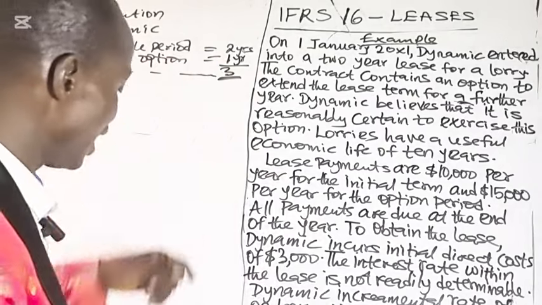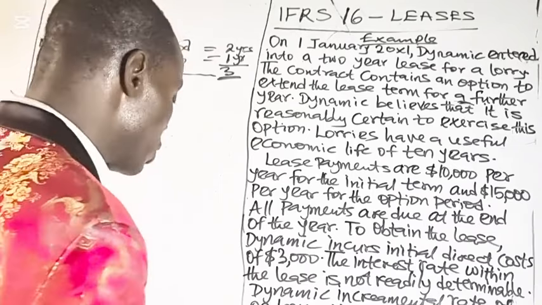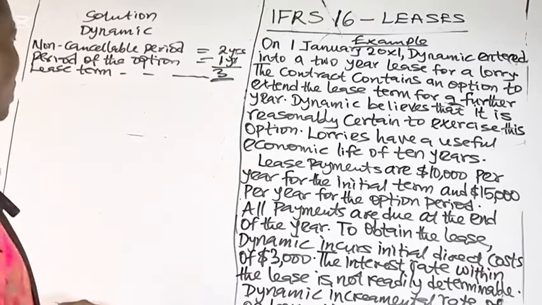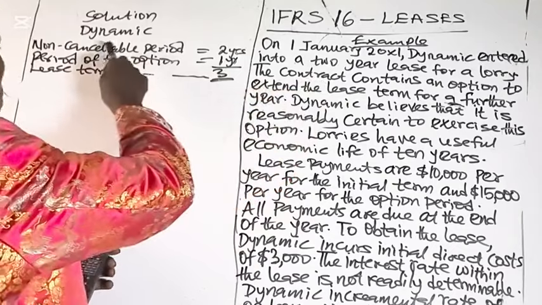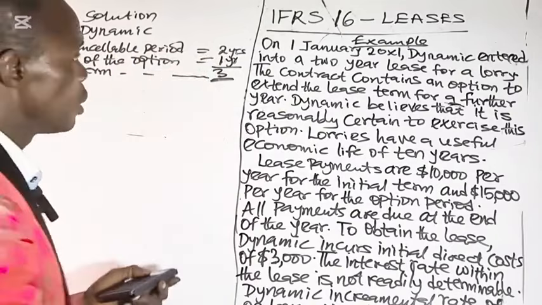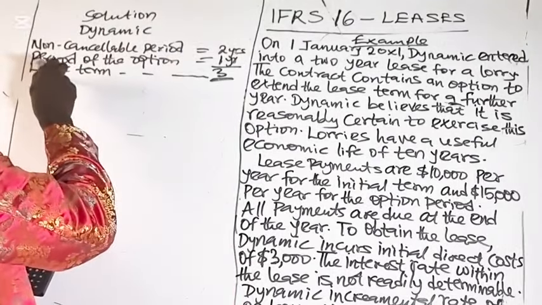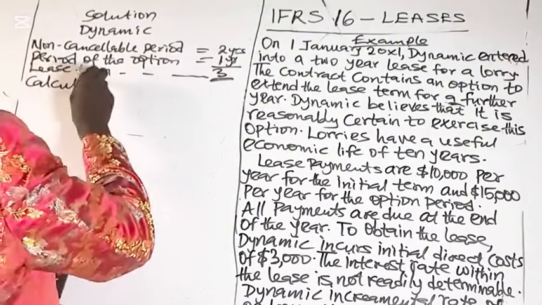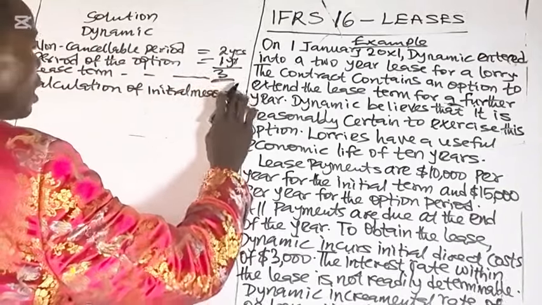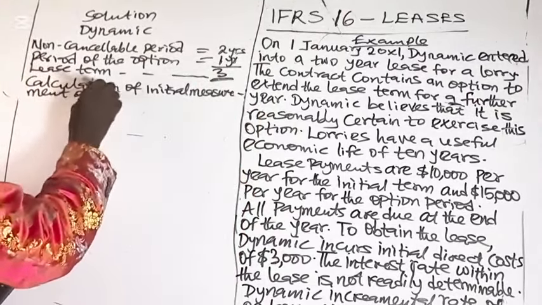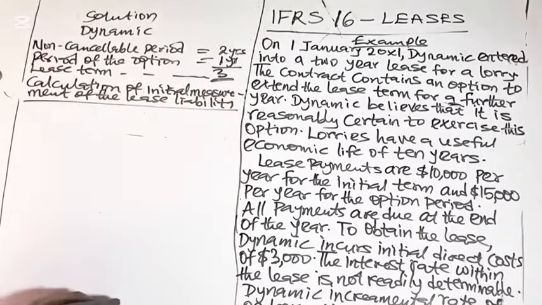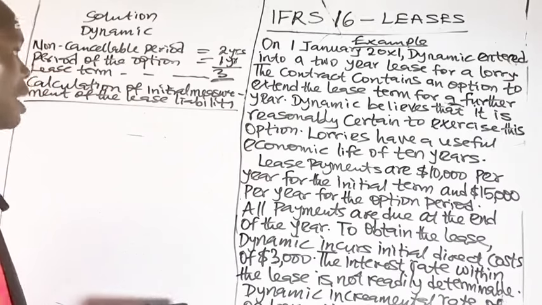Since the lease term is 3 years, and you have to calculate the initial carrying amount of the lease liability and the right of use asset, the lease payments will comprise the amount paid during the non-cancelable period and the amount payable in the cancelable period. So we want to calculate the present value, the calculation of initial measurement of the lease liability. Remember, I told you that the initial measurement of the lease liability is the present value of the lease payments that are yet to be made.